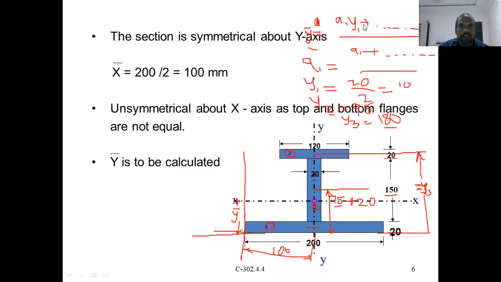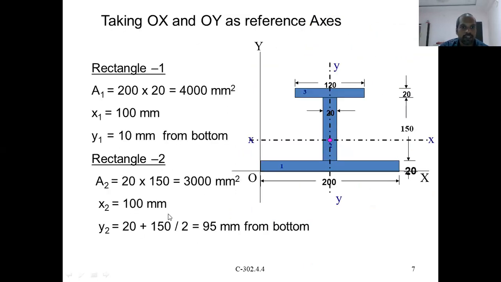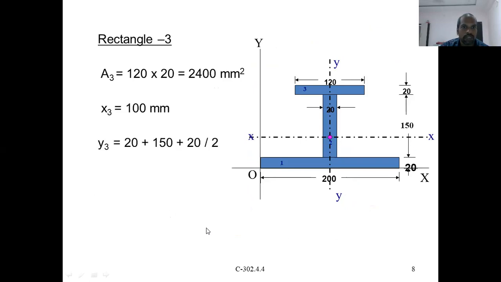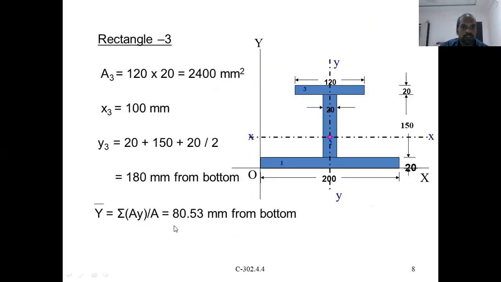That is nothing but a1 y1 plus a2 y2 plus a3 y3 divided by a1 plus a2 plus a3. Using that, we have calculated y bar, which is equal to 80.5. In this case, x1, x2, x3 are not required, because it is symmetrical about the y-axis. There is no requirement of x1, x2, x3. Just calculate y1, y2, y3. That's all.